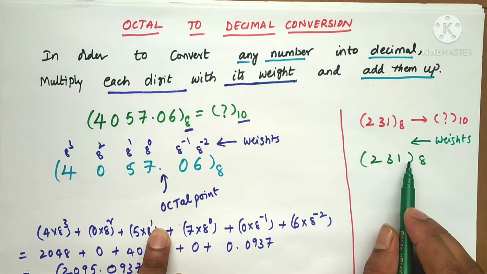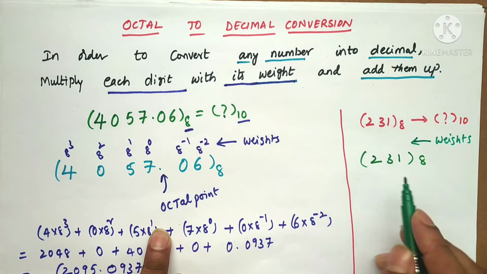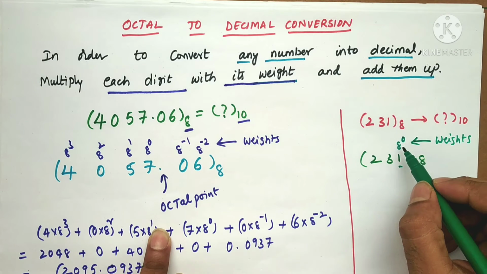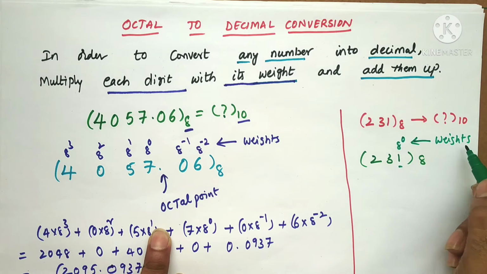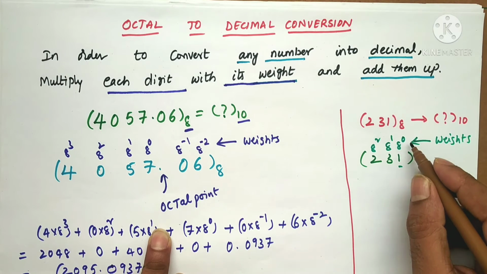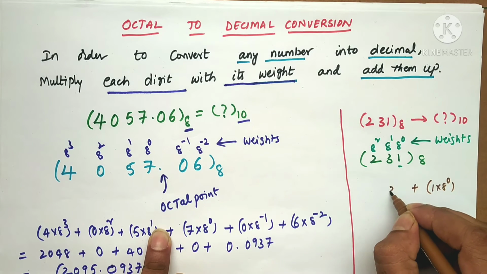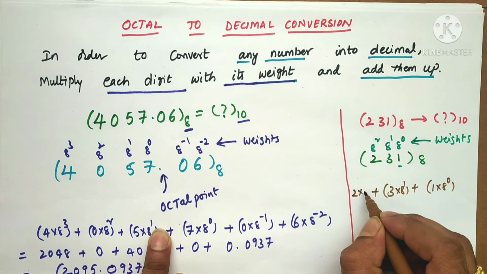Since there is no octal point, just write positive powers of 8 now. So 8 power 0. Here the weight is 8 power 0. Why? Because the base is 8. 8 power 0 will become the weight. 8 power 1 here and 8 square. Now multiply each digit with its weight. 1 into 8 power 0 plus 3 into 8 power 1 plus 2 into 8 square.